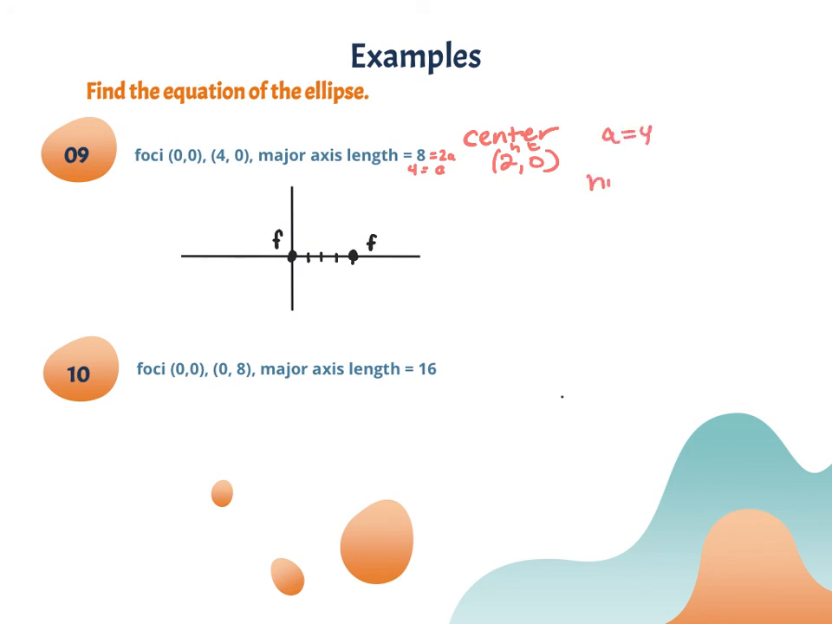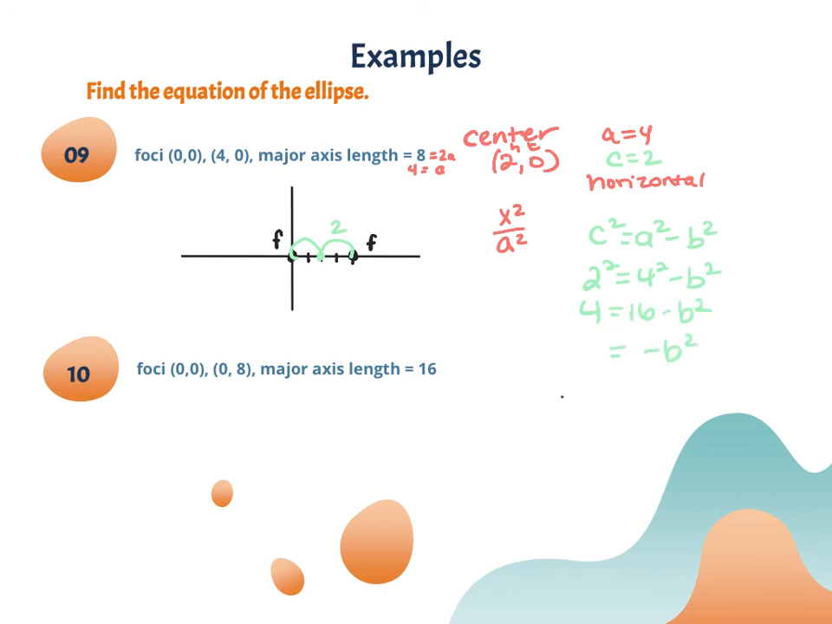It's horizontal. That makes sense. So the X gets the A. We need the A, we need the B, we need the C. We have the A. C would equal 2. How do we know that, Ethan? The foci are 2 away from the center. Good. C is 2. Now, C squared equals A squared minus B squared. 2 squared equals 4 squared minus B squared.